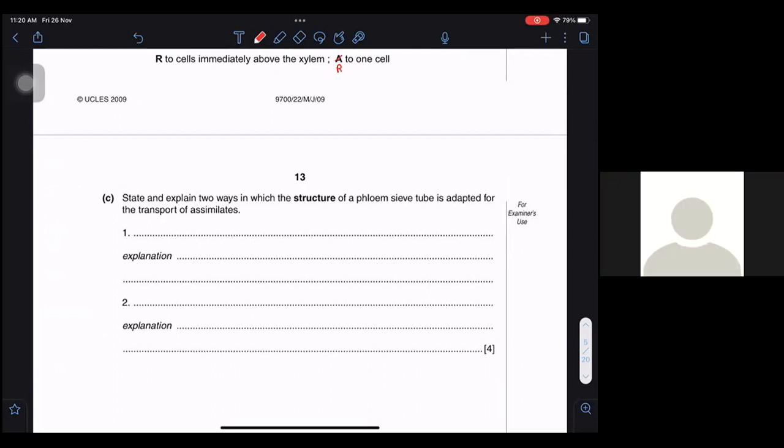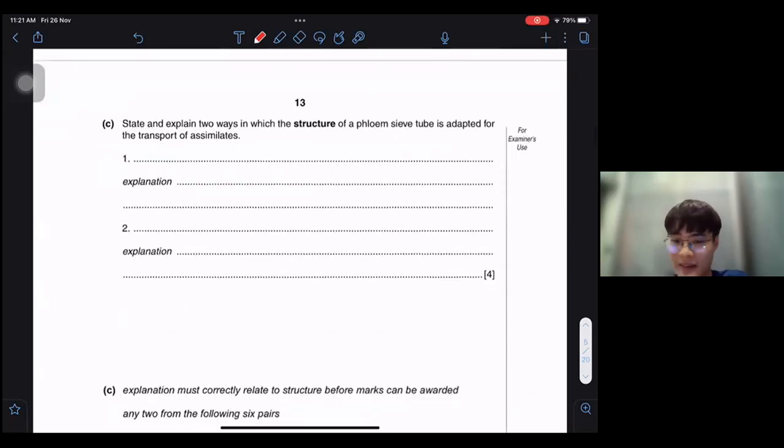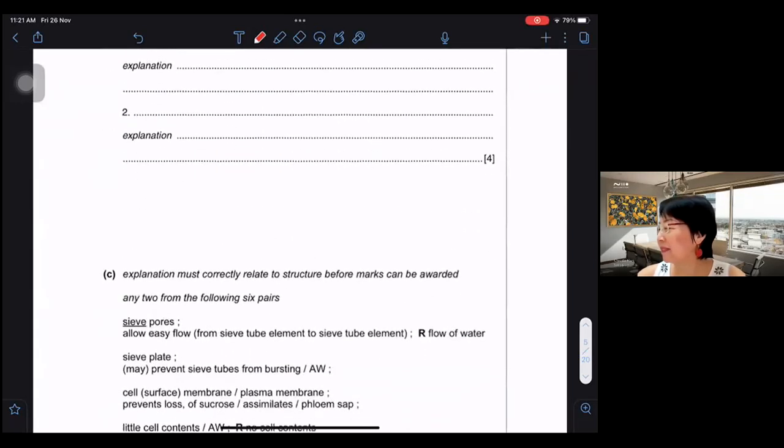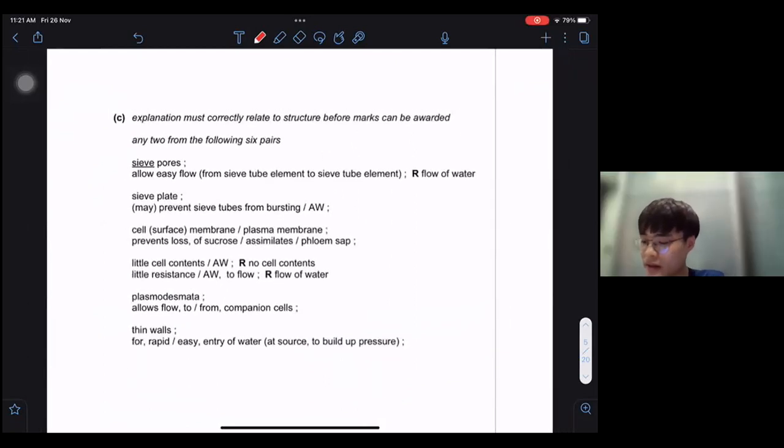They have the sieve plate to prevent the sieve tube from collapsing. Yeah, correct. A plus 2 marks.